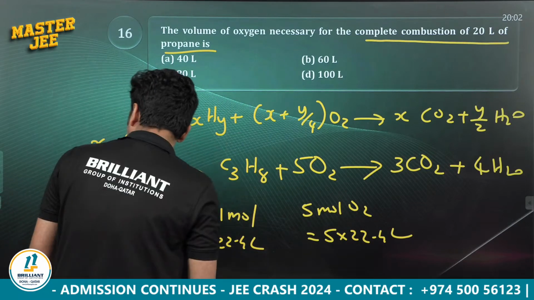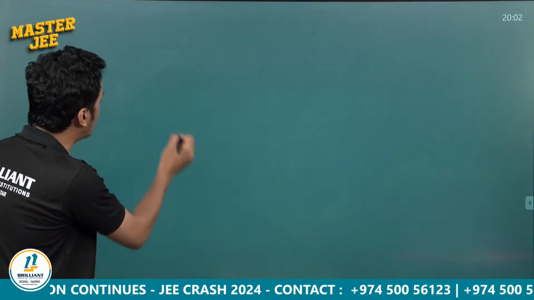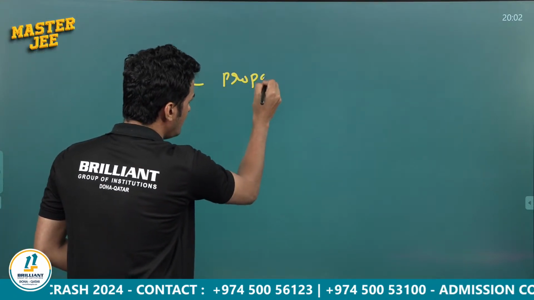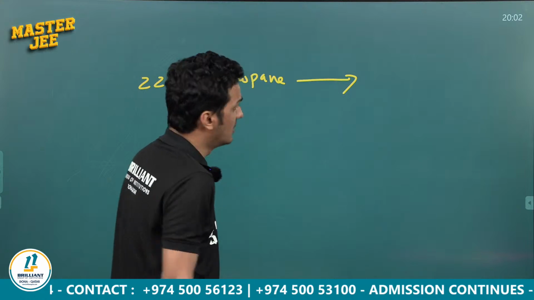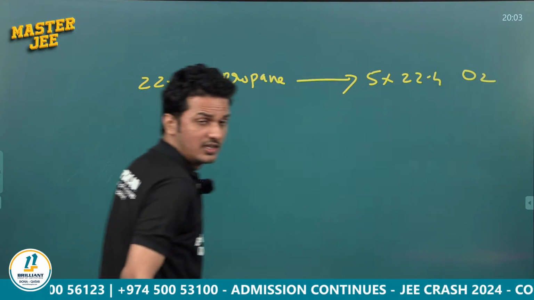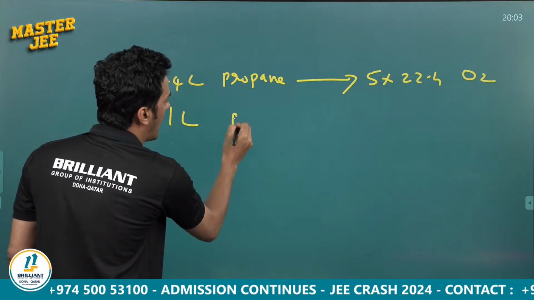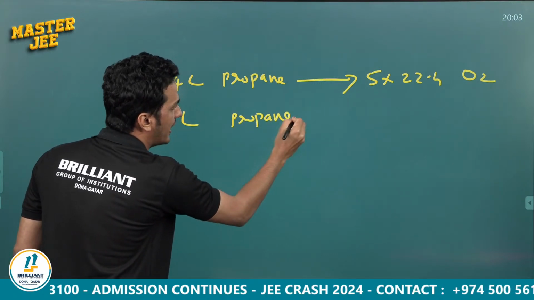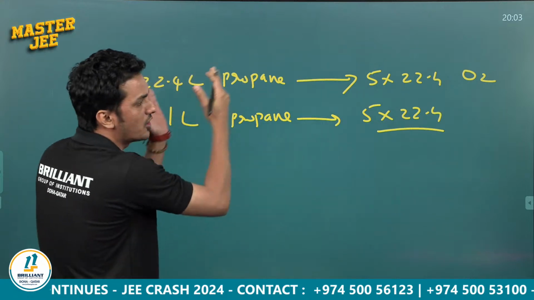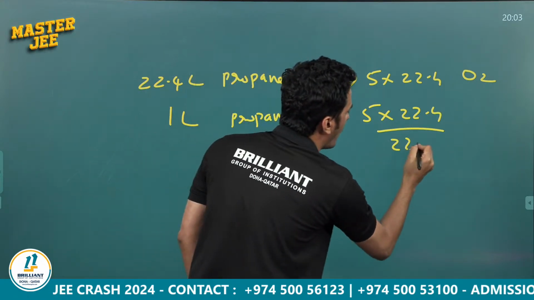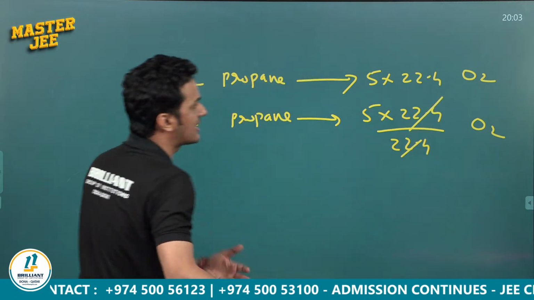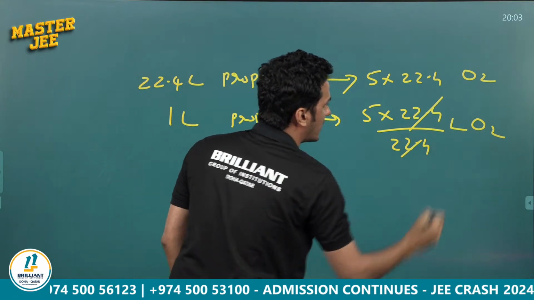So how can I write, guys? Listen to me. I can connect like this. 22.4 liter propane requires 5 into 22.4 liter oxygen. That's why 1 liter propane requires 5 into 22.4 divided by 22.4 oxygen. So this one will get cancelled. This many liters of oxygen we require.